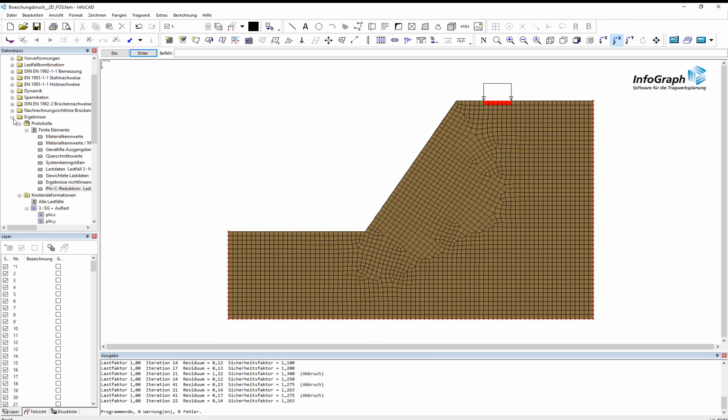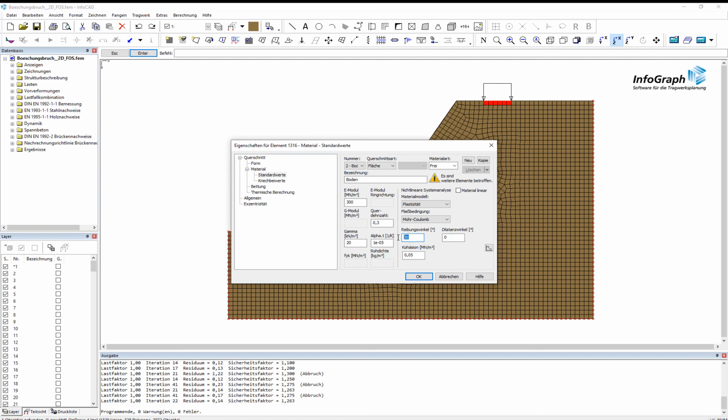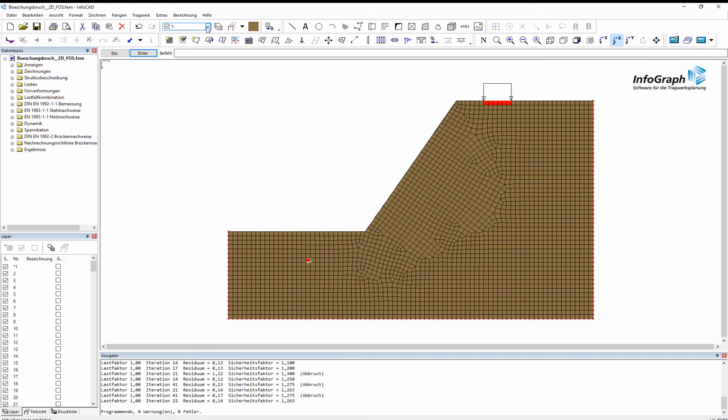In order to show the complete failure of the embankment and not only the limit case as predicted with the Phi-C reduction method, a second analysis is shown. The friction angle and cohesion are now set to a value lower than their limit value.